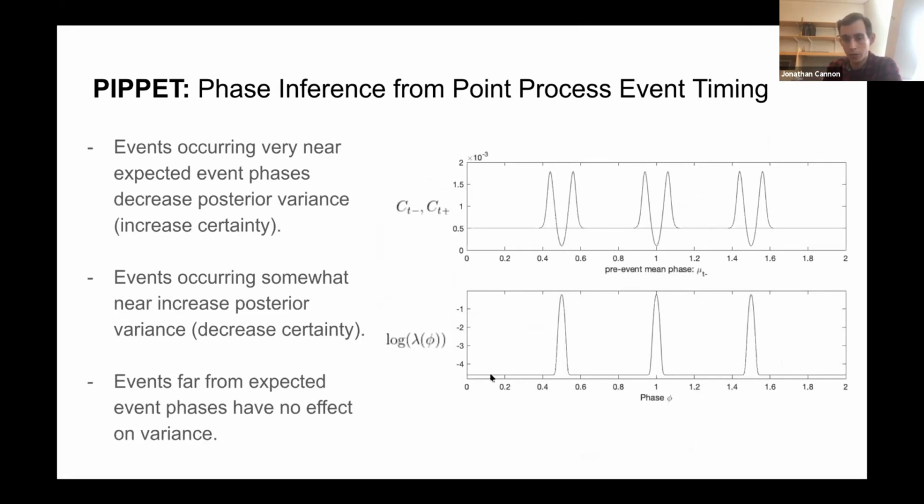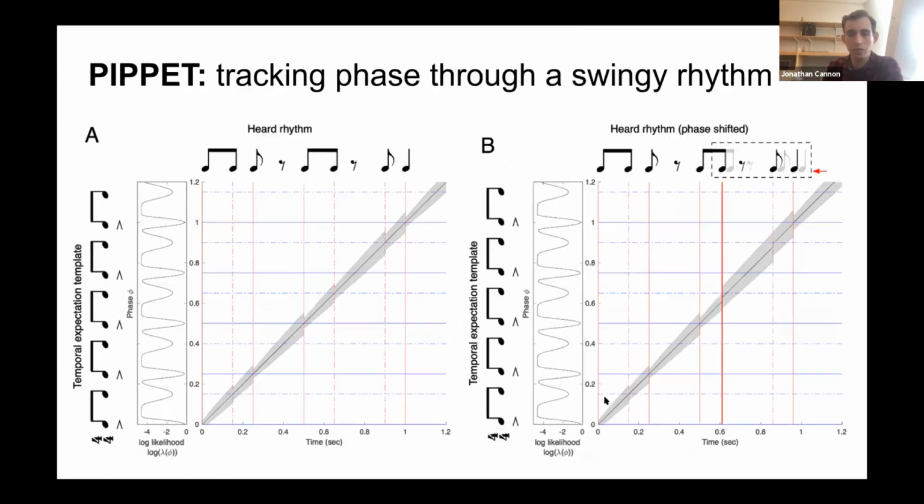Here you can see the dynamics of uncertainty, where if an event occurs right at the expected time point, then the uncertainty or variance decreases. But if it occurs close to that, it actually increases, signifying an increase in the uncertainty about your entrained phase. And then if it occurs in between, nothing happens.